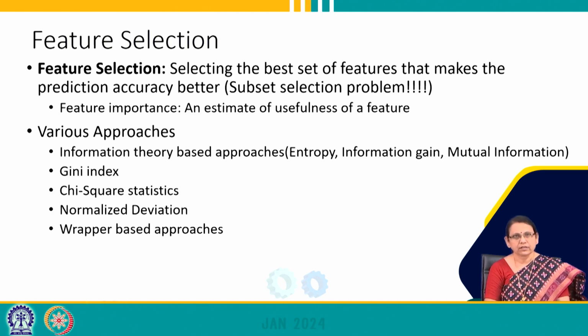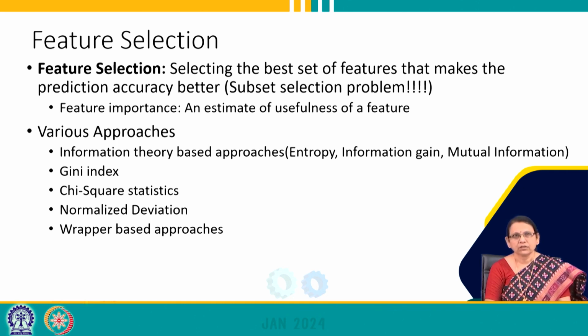Feature selection. What is this? Feature selection is about selecting the best possible subset of the available features to improve the prediction accuracy. So, this is a subset selection problem. Given a large set of features, we are supposed to find out a subset.